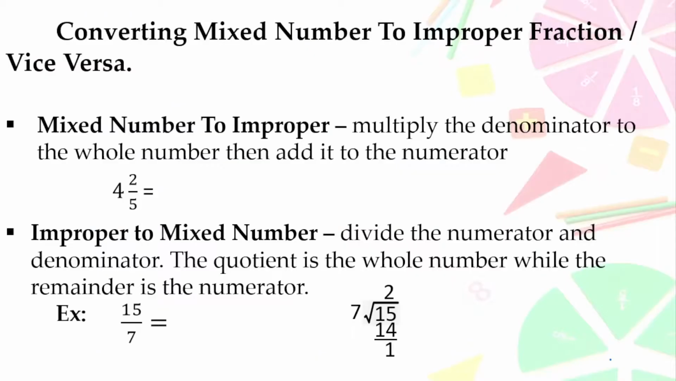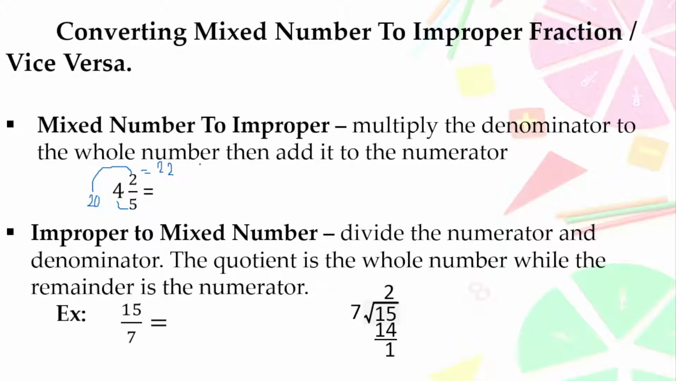Moving on, let's convert mixed number to improper fraction and vice versa. The first one is mixed number to improper fraction. You need to multiply the denominator to the whole number, then add it to the numerator to make it improper. We have here 4 and 2/5. We multiply 4 and 5, so we will get 20. And then we will add 20 to the numerator and we will get 22. Okay?